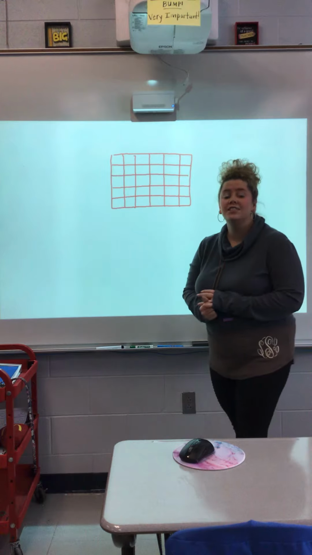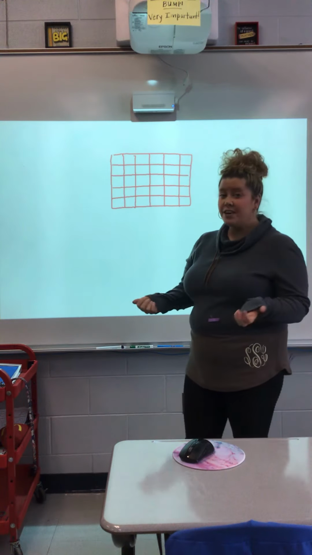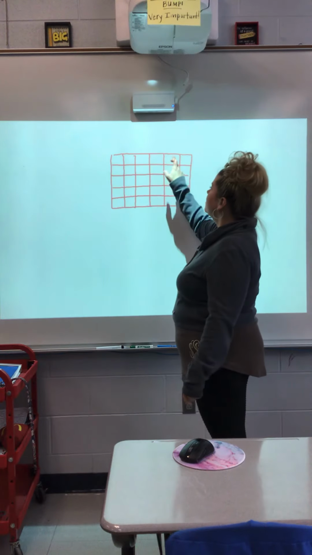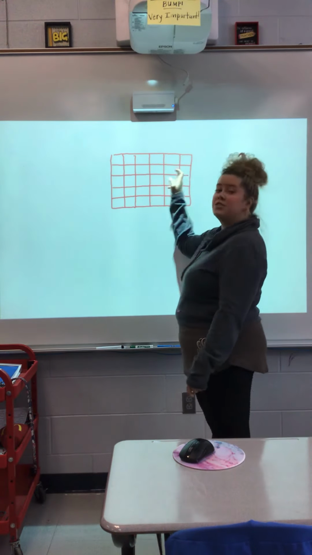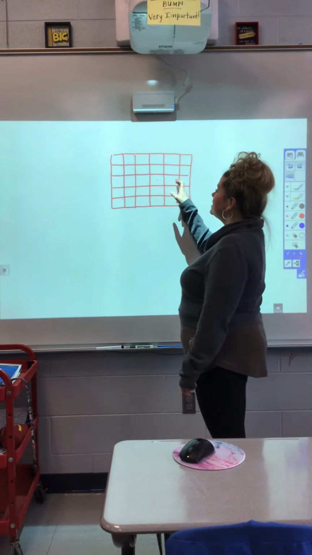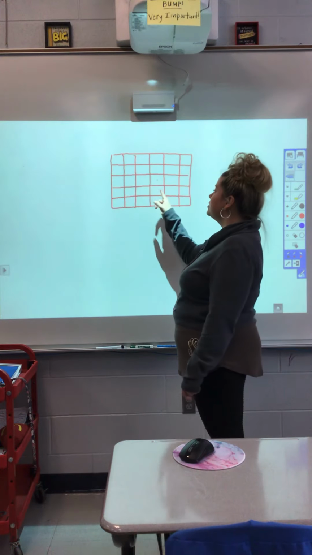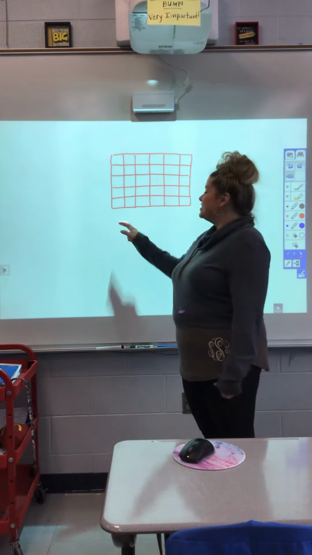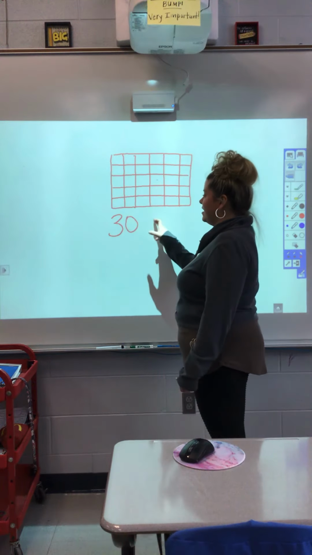All right, let's start with our division sentence. First, we have to figure out how many squares we have total. 1, 2, 3, 4, 5, 6, 7, 8, 9, 10, 11, 12, 13, 14, 15, 16, 17, 18, 19, 20, 21, 22, 23, 24, 25, 26, 27, 28, 29, 30. So our dividend was 30.